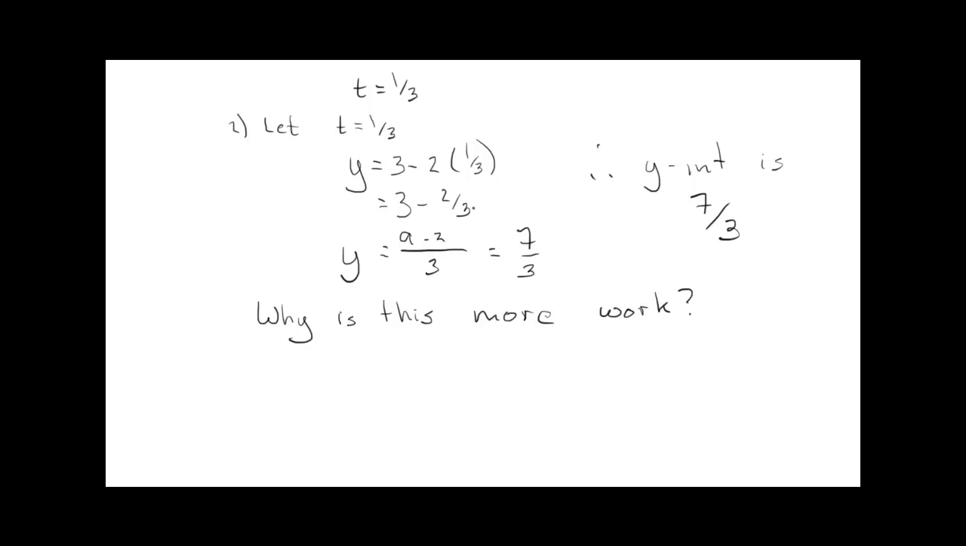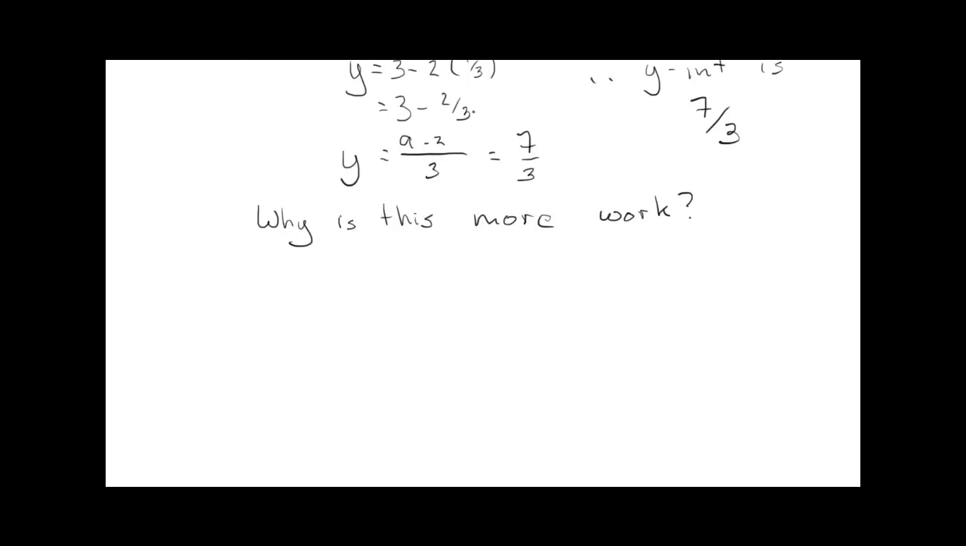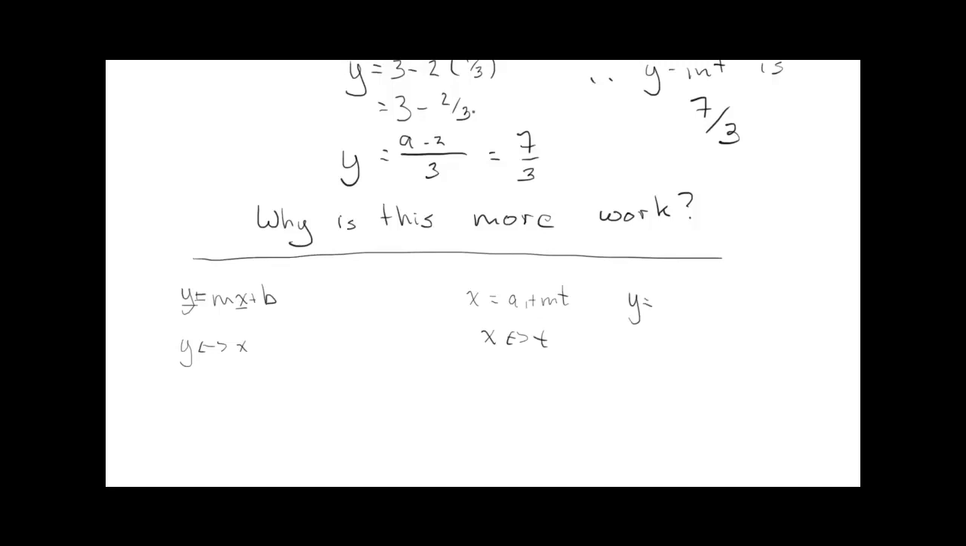Okay, the reason it's more work is because of this extra variable t, right? With y equals mx plus b, or the standard equation, you only have two variables, which relates y to x, right? So if you want y, you just need to know x, and you can go back and forth. But with these new parametric equations, or vector equations, we have three equations. We have x equal to a1 plus m1 t, so we have x related to t, and then we have y equals a2 plus m2 t, so t is related to y, right? So if we want y, we have to first get t from x, and then t can give us y. So there's this in-between step of t. So it's creating an extra step that you have to go through.